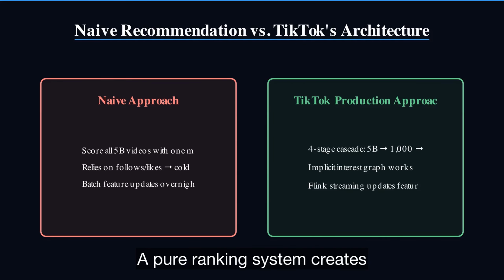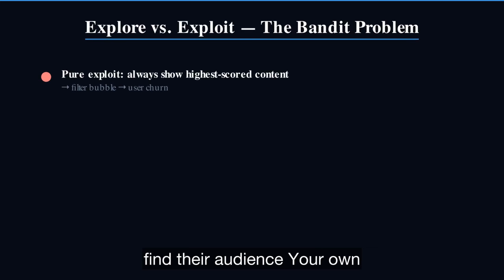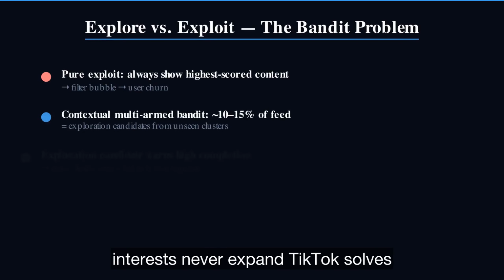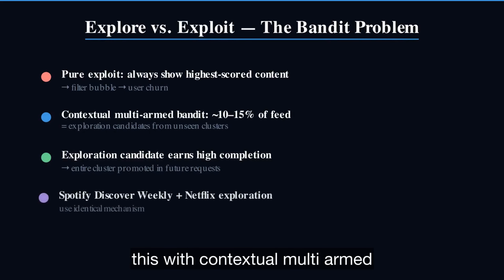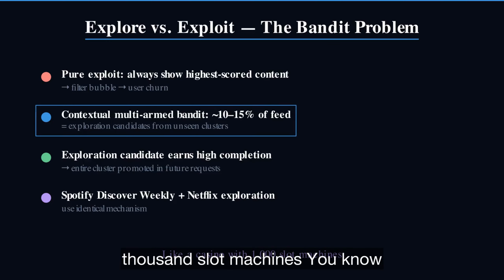A pure ranking system creates a filter bubble. It only shows what it already knows you like. New creators never find their audience. Your own interests never expand. TikTok solves this with contextual multi-armed bandit logic in the re-ranking stage. Think of it like a casino with 1,000 slot machines.